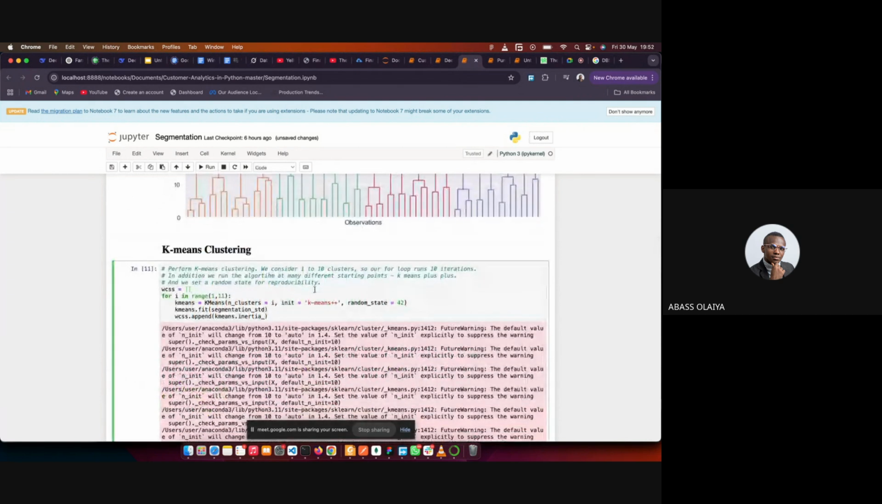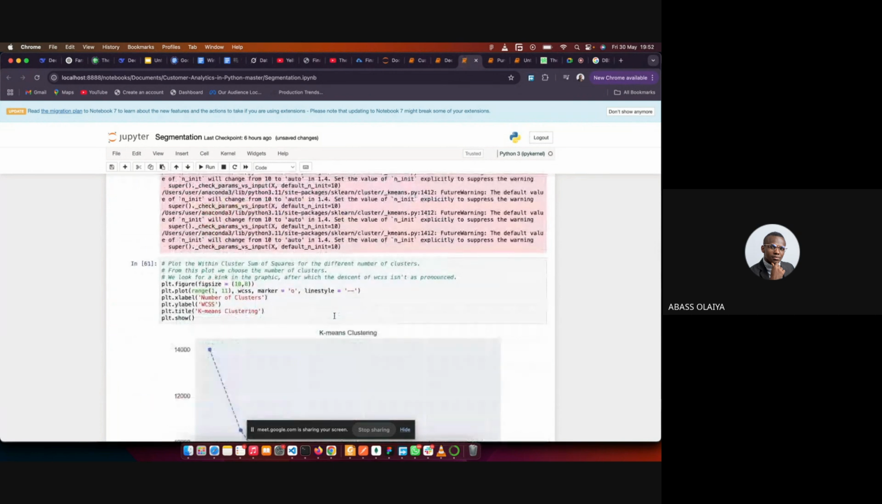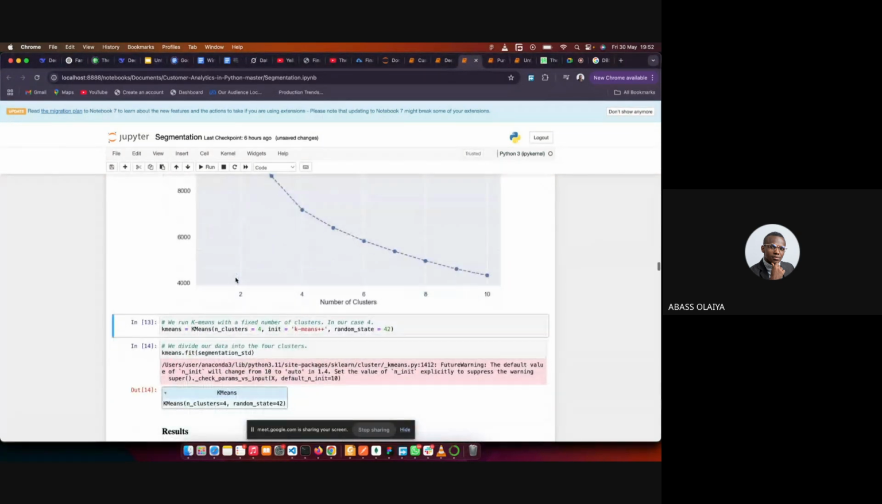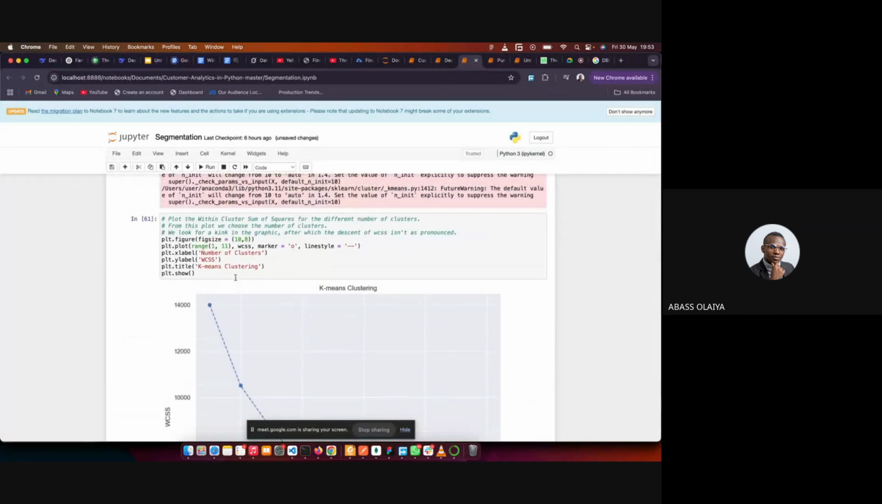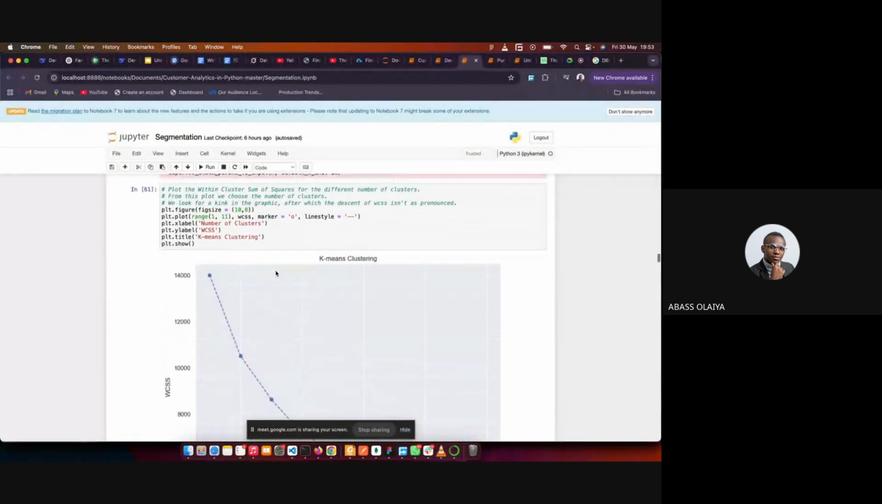But then we can use k-means clustering, which we understand better too. So this is the number of clusters that we have for k-means clustering. Then we are checking the number of clusters against the within-cluster sum of squares. So we are checking the error within the clusters for the number of clusters that we have.